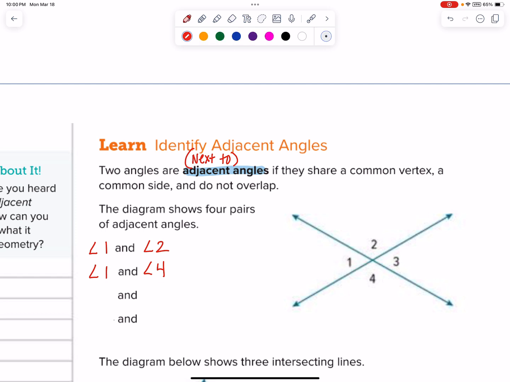Okay, so I'm going to move over. So what's adjacent to 2? Well, we already said 2 and 1 are adjacent. So it turns out that angle 2 and angle 3 are adjacent. Okay, now we've got all the 2's.